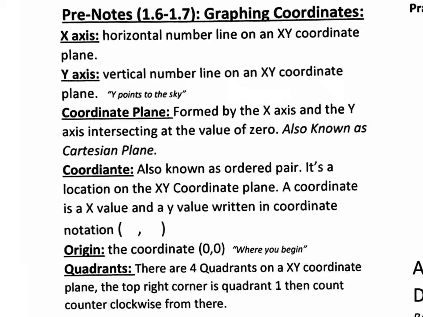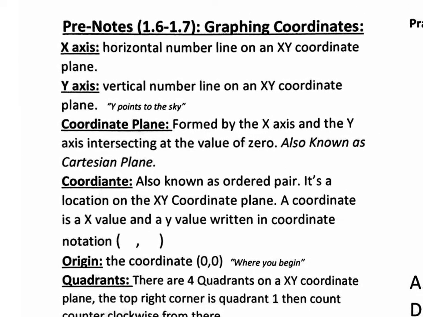Now, we all should know this from 8th grade, 7th grade, right? The x-axis is just a number line. It's horizontal. That means it goes from left to right. That's an x-axis. The y-axis is a vertical number line. That means up and down, right?